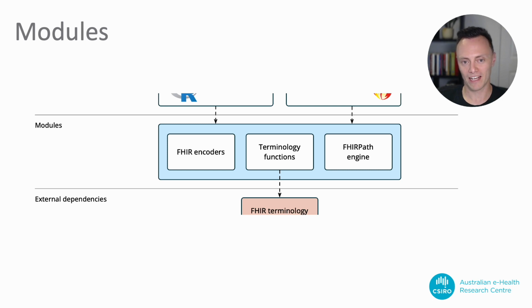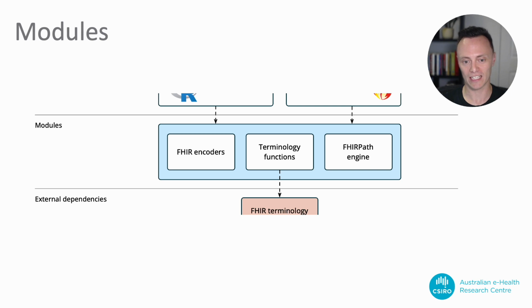There are three main areas of functionality within Pathling. The encoders are what we use to convert raw data from each FHIR resource into a table or data frame that we can run queries over. The terminology functions allow us to query additional information from any codes present within the data. The FHIRPath engine provides a higher level interface to query and transform our FHIR data.